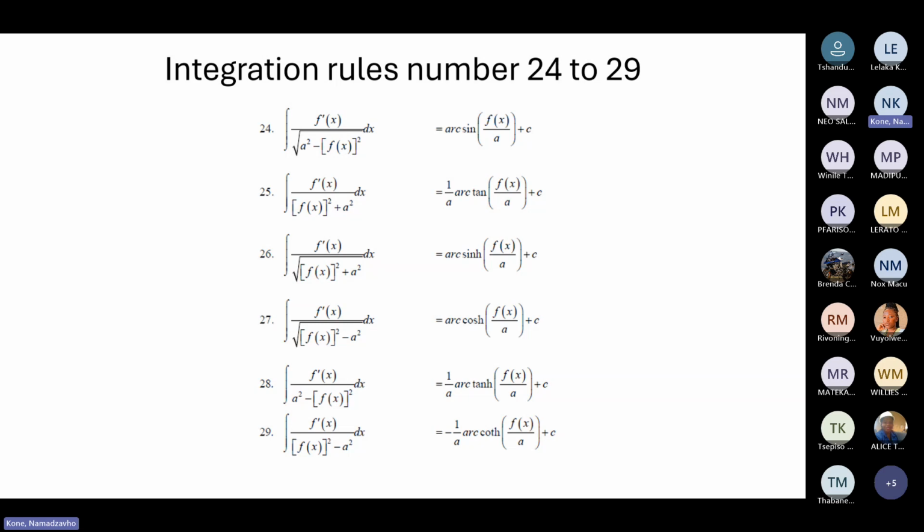If you check the right hand side of rule number 24, you will realize that if you are able to express the left hand side as a derivative on top, and underneath there is a square root of a squared minus f of x squared, then the integral thereof is arc sine of f of x divided by a plus c.